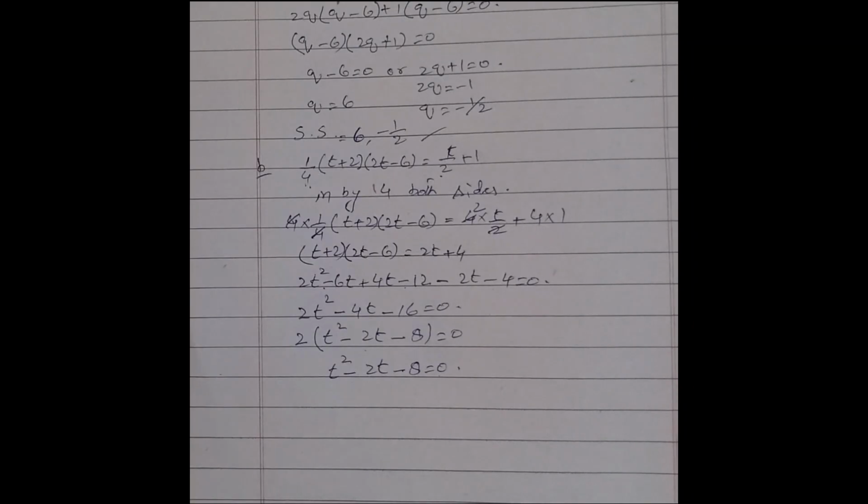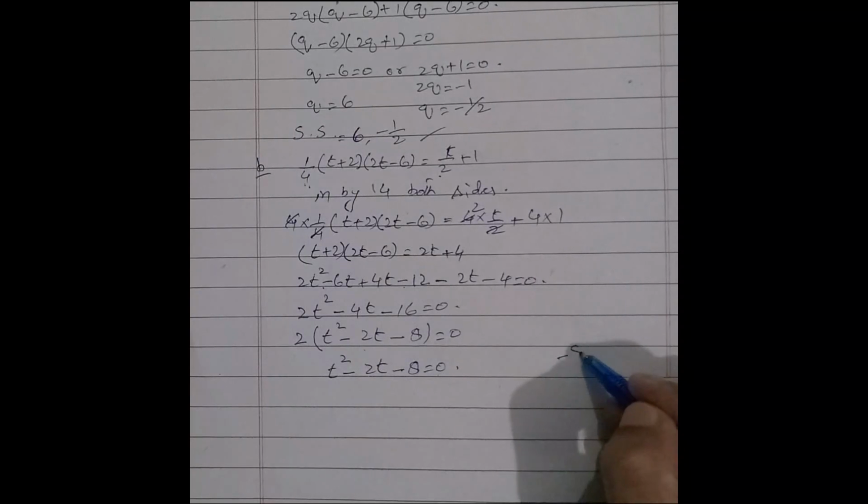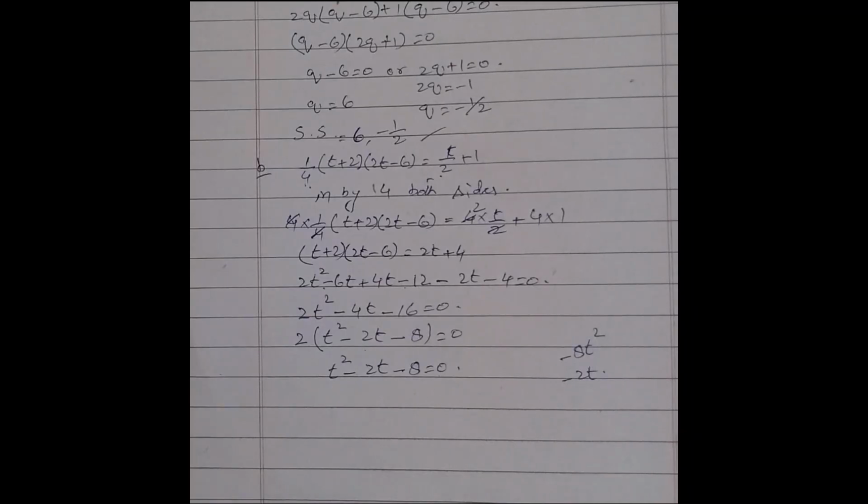Now we break or factorize the values. Minus 8 multiplied by t square is minus 8t square, and the middle value is minus 2t. Now we require two values.